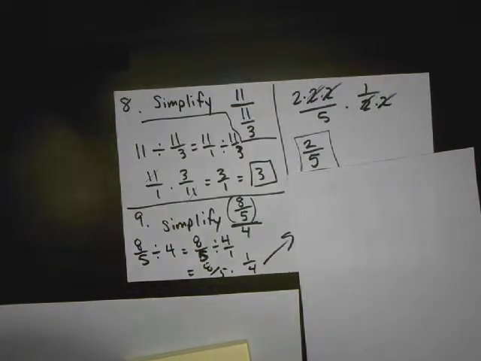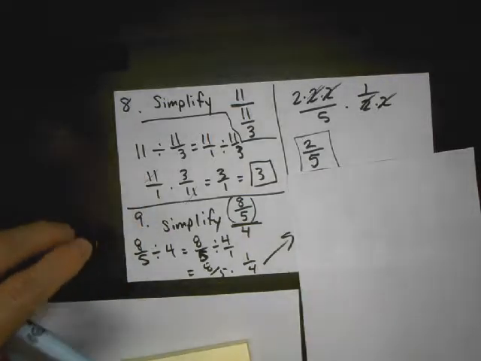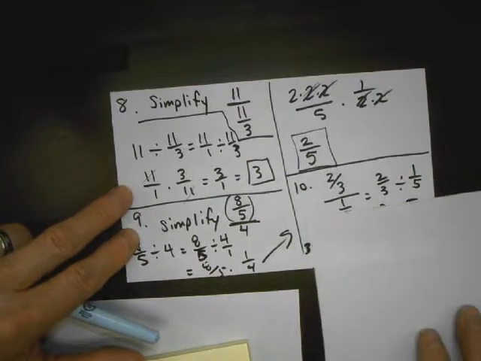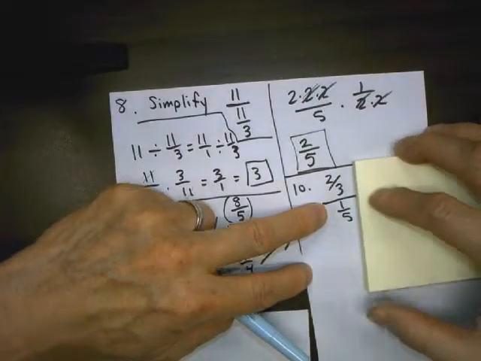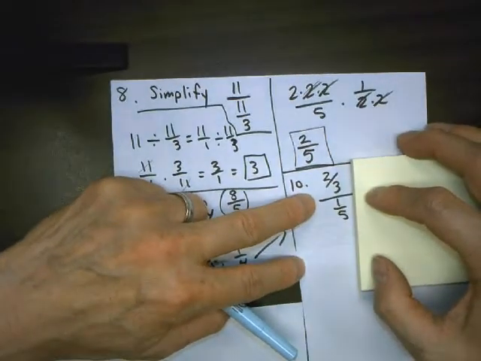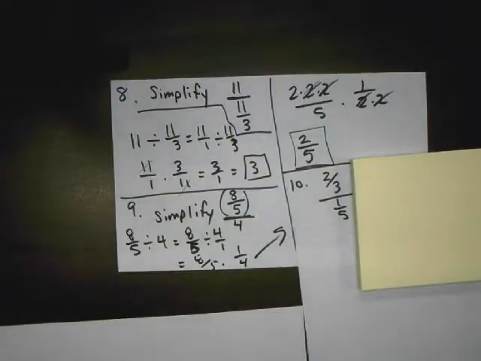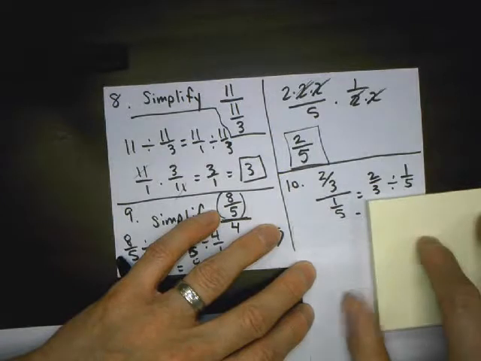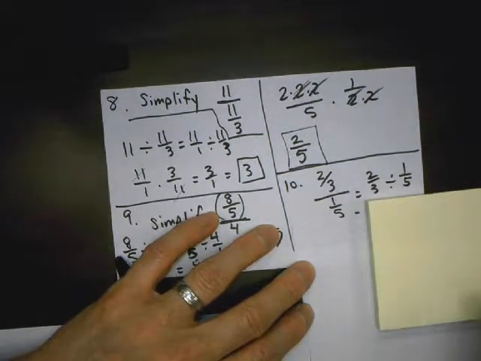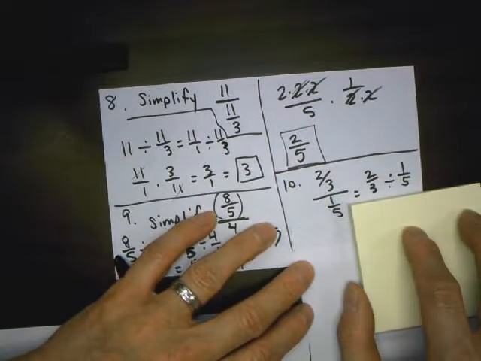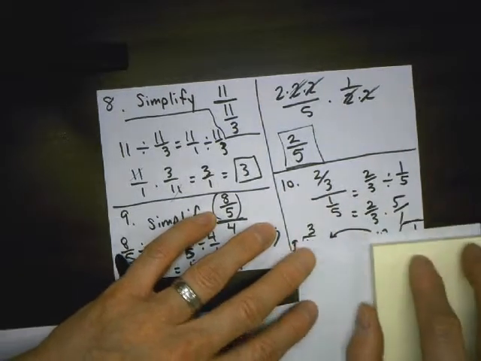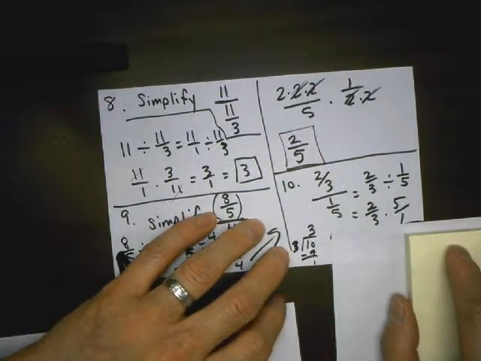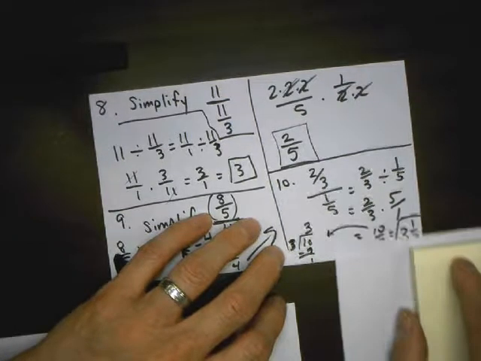10 says Larry can swim 2/3 miles in 1/5 hour. I'm sorry, it's 1/5 hour, excuse me. 2/3 miles in 1/5 hour. So, 2/3 mile in 1/5 hour means 2/3 mile over 1/5 hour. And over means division. All fractions are division problems, right? All division problems can be written as fractions. So then, like we talked about before, how do we divide fractions? We multiply by the reciprocal.